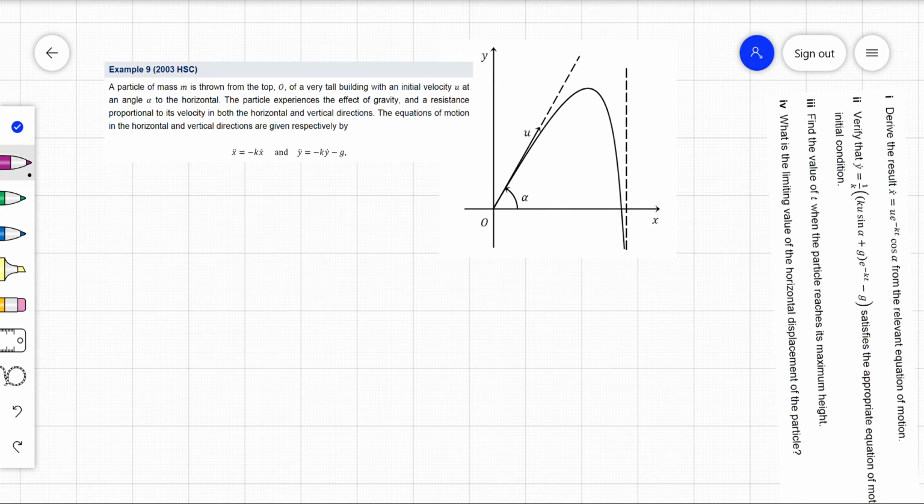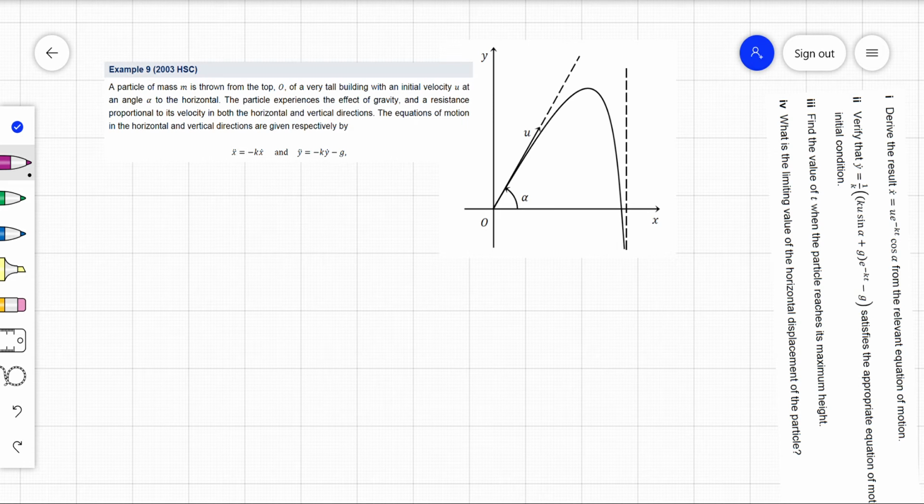So if you look at this one, it's just a particle, it's got a mass m, it's thrown off a tall building, initial velocity u, angle alpha. It experiences both gravity and a resistance, which is proportional to its velocity, so it's just linear. So we end up getting these equations of motion that they've given us. And the first question is to derive the result for x dot.